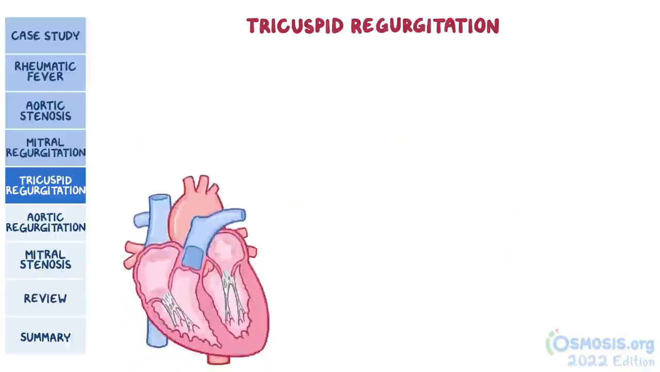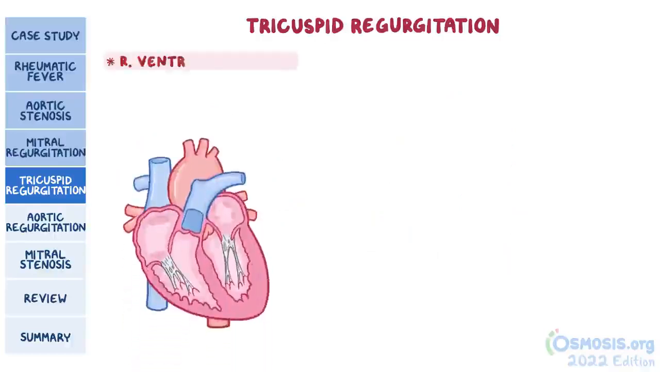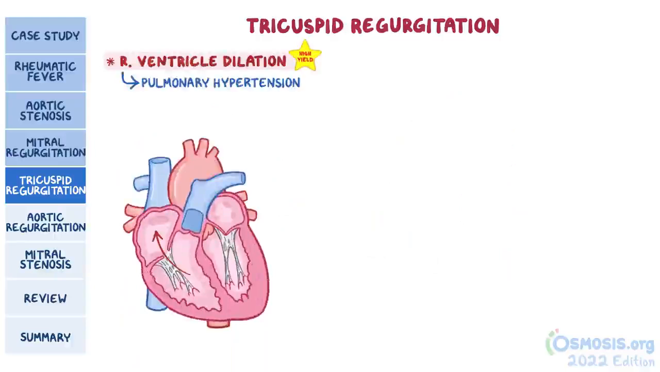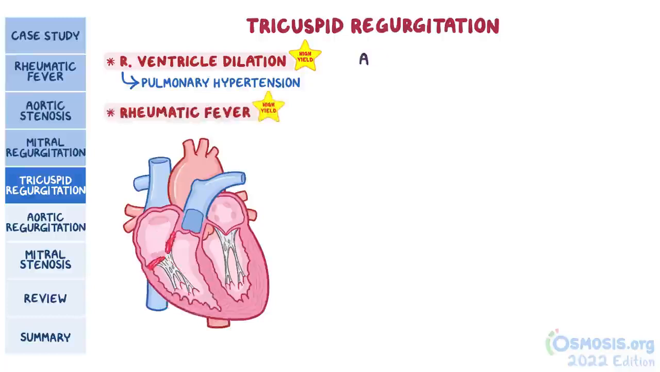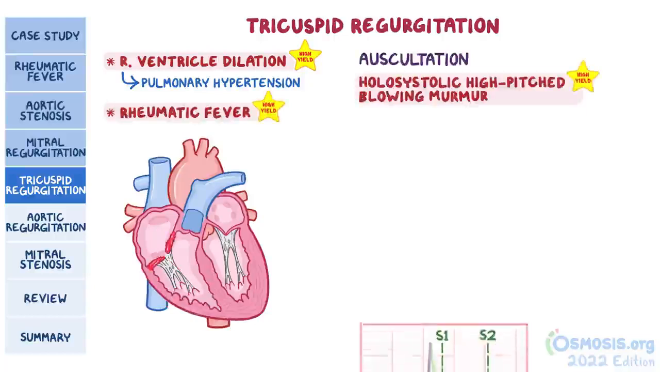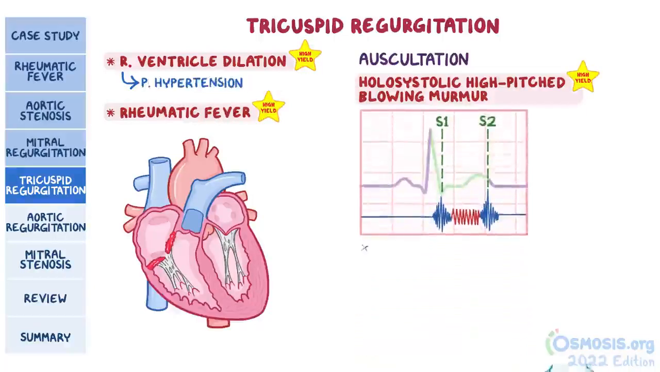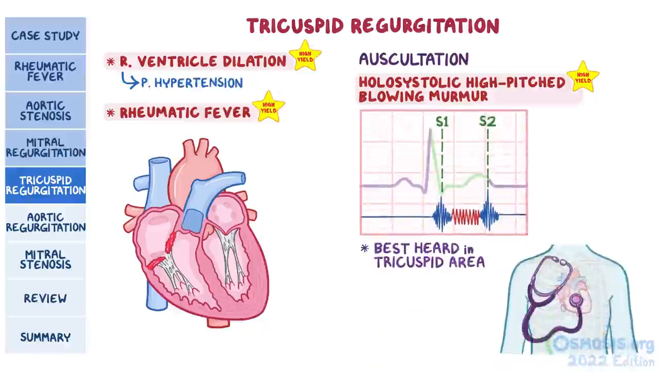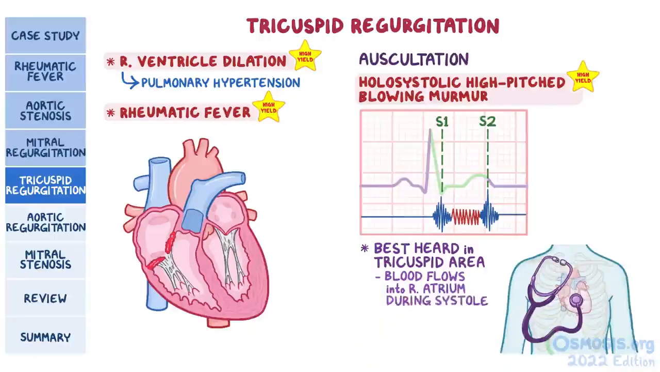Tricuspid regurgitation is most commonly caused by right ventricle dilatation, which in turn can be caused by pulmonary hypertension. Other causes include rheumatic fever. The typical auscultation of tricuspid regurgitation is also a holosystolic, high-pitched blowing murmur, like with mitral regurgitation, but this time is best heard in the tricuspid area. You may hear this because with tricuspid regurgitation, blood flows back into the right atrium during systole.